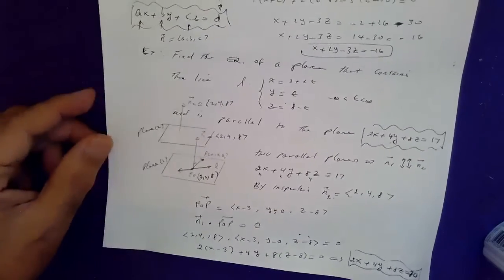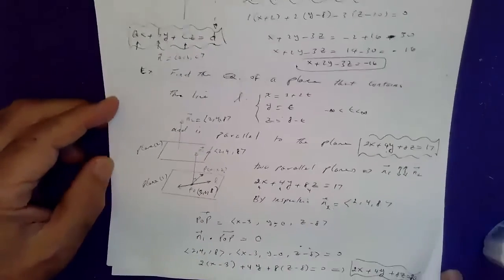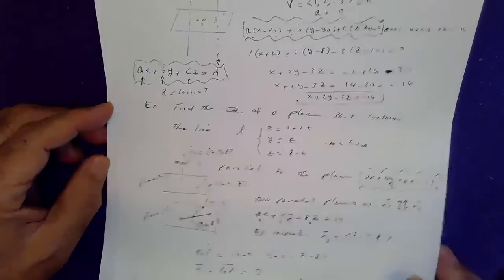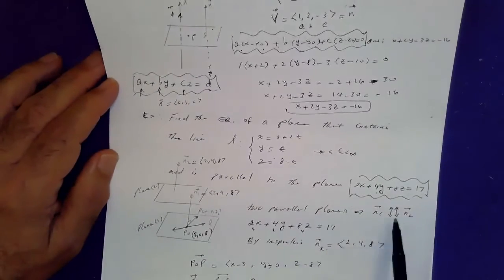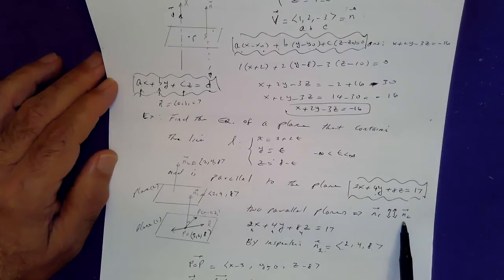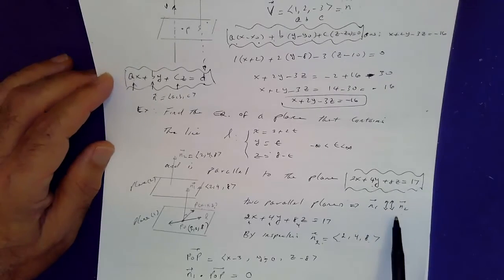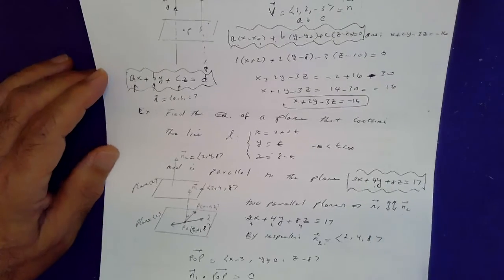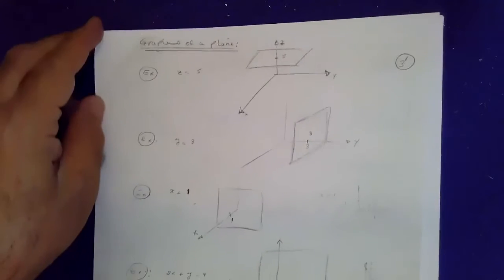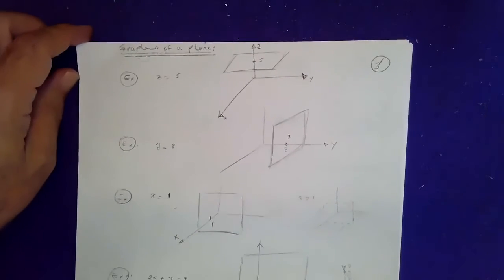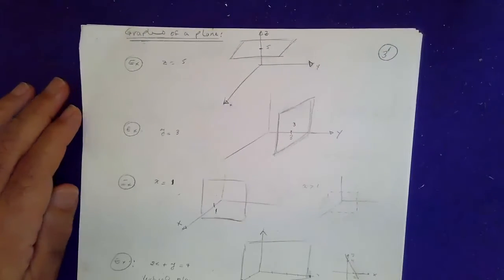Keep in mind, in order to have two parallel planes, their normals have to be parallel. What does that mean? The normal of one plane has to be a scalar multiple of the normal of the other plane. Otherwise, they will not be parallel, correct? Okay, so before we get into the next topic, let me show you graphs of a variety of planes.